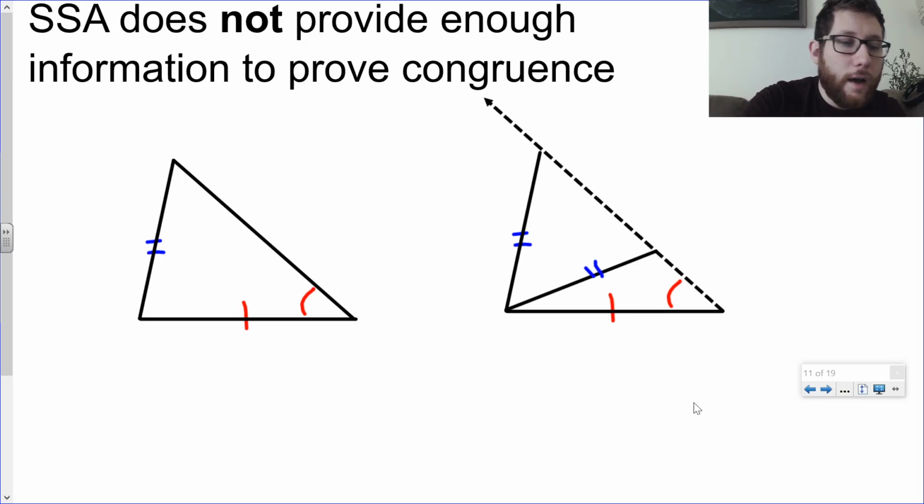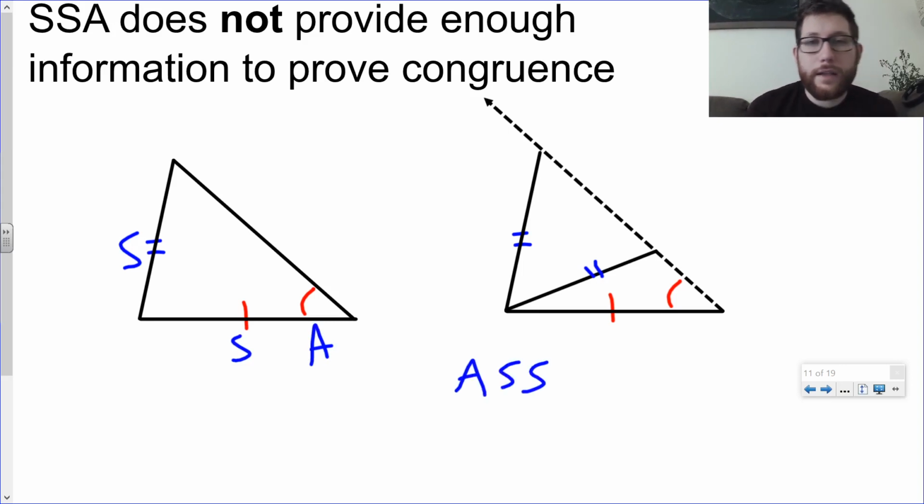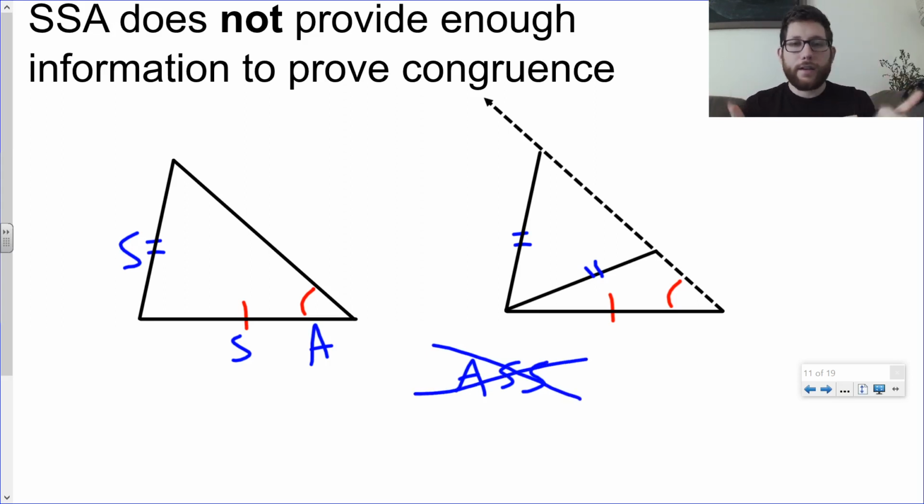Now, again, when we count this up, side-side angle, that's no good. Or if you count it the opposite direction, you get angle, side, side. An easy way to remember this is if it makes a bad word, don't use it. Side, side, side, good to go. Side, angle, side, good to go. Angle, side, side, or side, side, angle, we're not allowed to use that one.